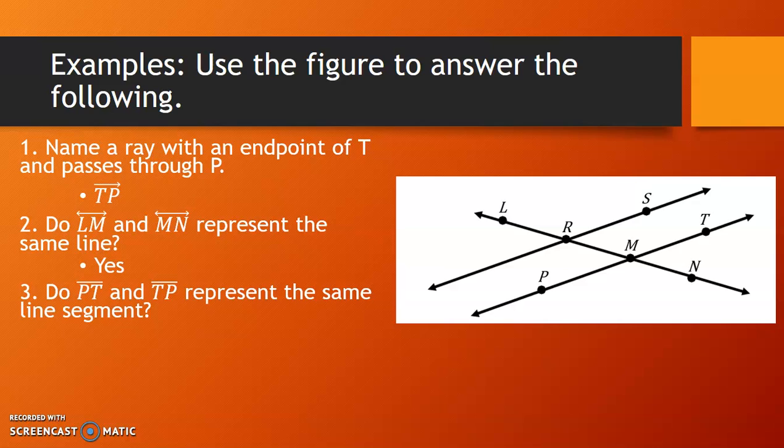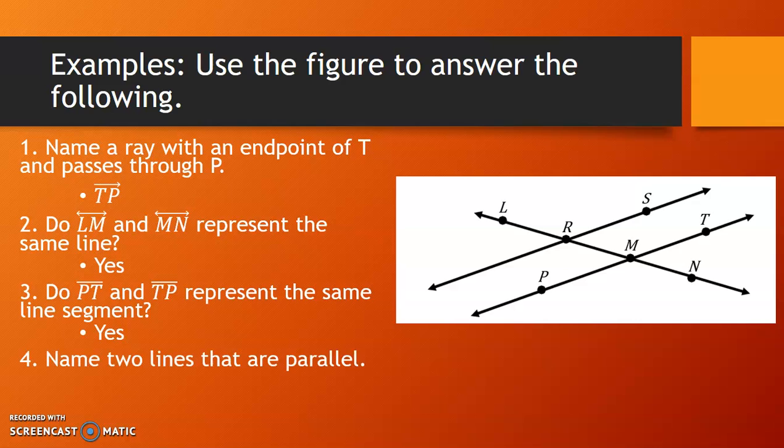Do PT and TP represent the same line segment? If you look at P to T, those have those endpoints, and it's being pulled off of that line. These would represent the same line segment. Again, it doesn't matter the order that you have those letters in, you just have to have 2 of them when you're either naming a line or a line segment. So those 2 represent the same portion of that line.